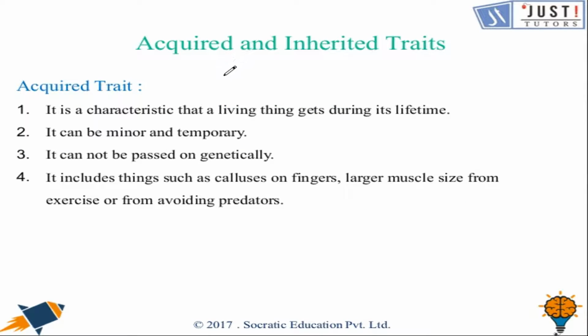Acquired and inherited traits. Acquired traits: it is a characteristic that a living thing gets during its lifetime. It can be minor and temporary. It cannot be passed on genetically. It includes things such as calluses on fingers, larger muscle size from exercise or from avoiding predators. For example, children learning to read, a bird learning to fly, a horse learning to stay away from an electric fence.